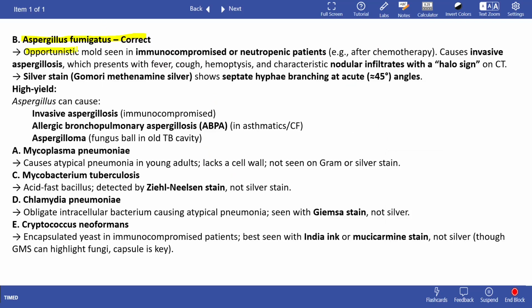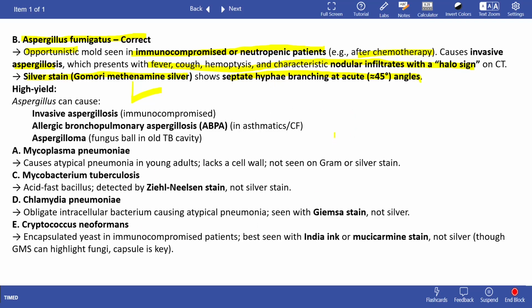Basically, this is an opportunistic organism. It is seen in immunocompromised and neutropenic patients. Diabetic patients also, because diabetes is a sort of an immunocompromised state. This causes invasive aspergillosis, which presents with fever, cough, hemoptysis, and nodular infiltrates with halo sign. And the silver stain, which is also known as Gomori methenamine silver, you must know the alternative names also. It basically shows the septate hyphae branching at 45 degrees.